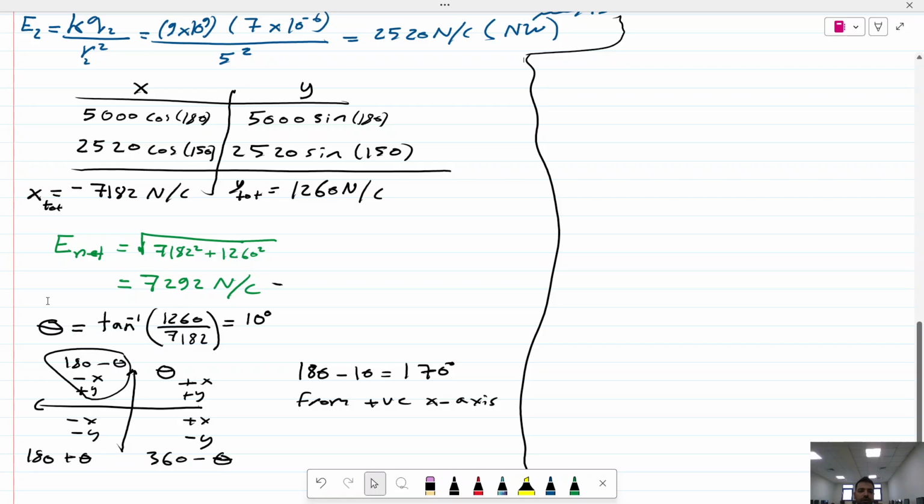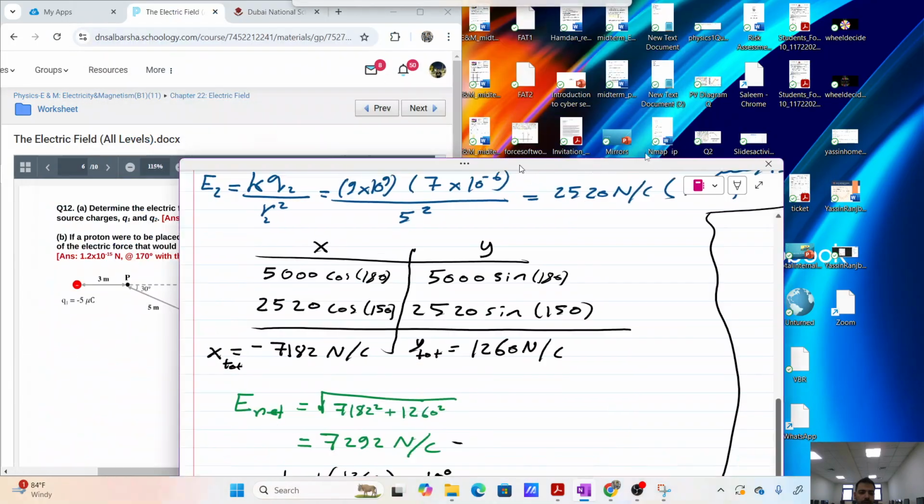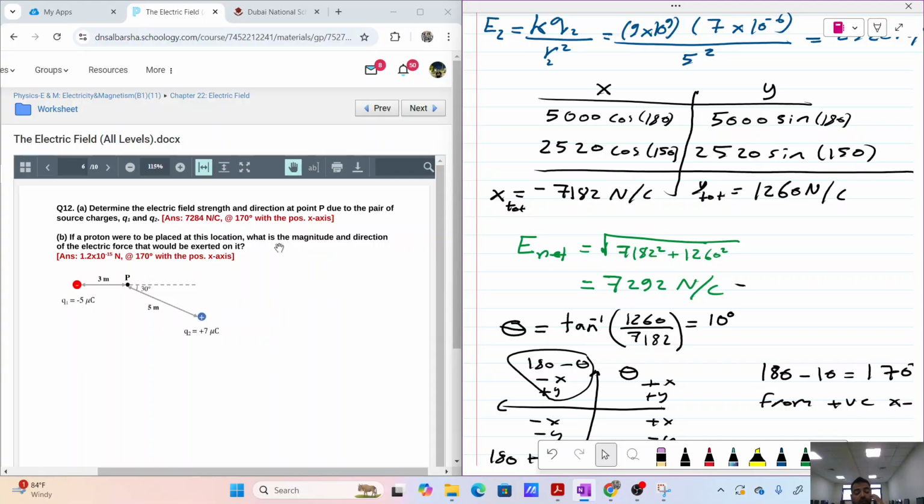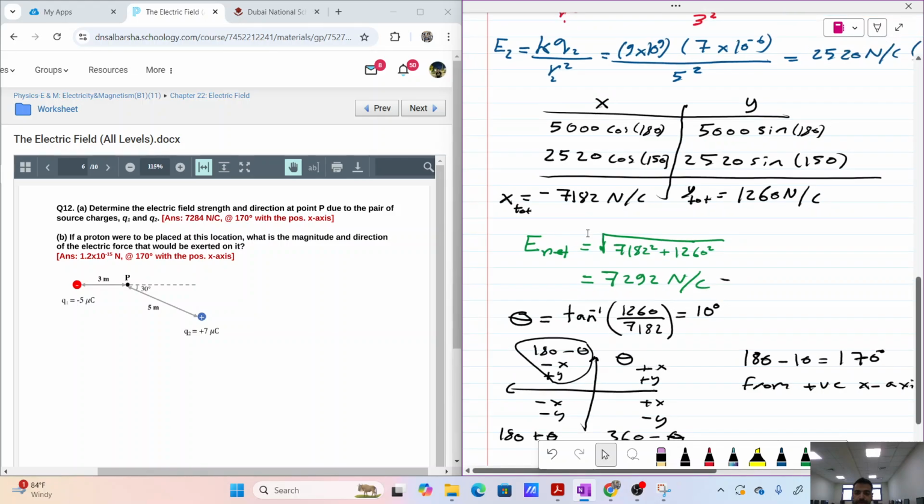For part B, they are saying the following. If we place a proton at this location, what is the magnitude and direction of the force that would be exerted on it?